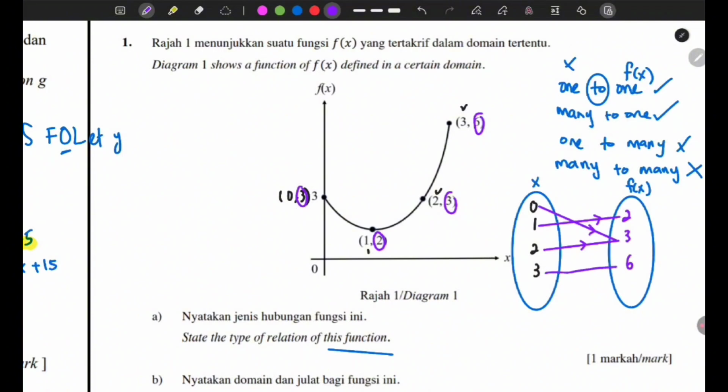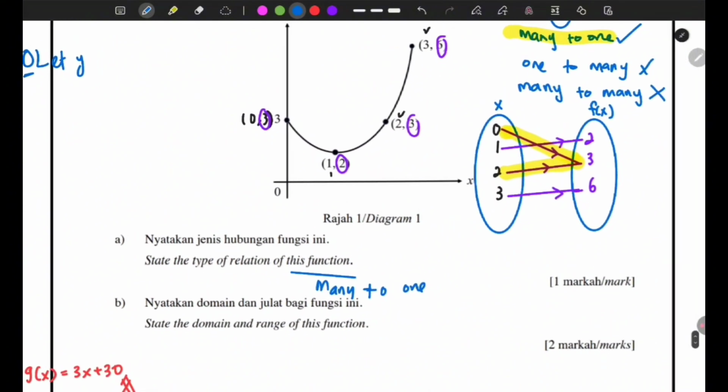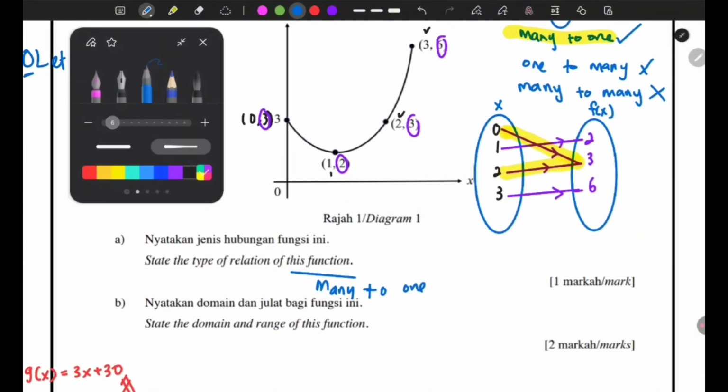And 3 maps with 6. So now you can clearly see it's from many going to 1. Many to 1. So this is a many to 1 relation. That's the reason I draw an arrow diagram. It's easier to see. State the domain and the range.